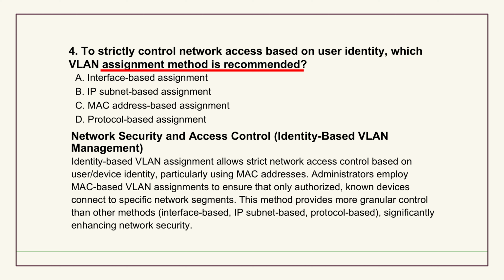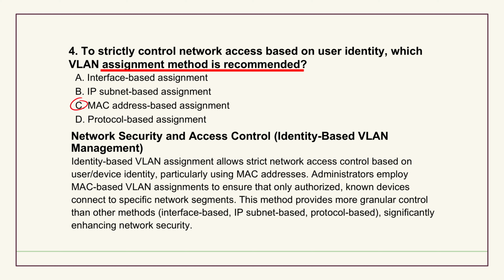This question shows just how important identity-driven security is in cloud computing. So, with interface-based assignment, you link VLANs to physical ports. That's not flexible enough. IP subnet-based assignment is too broad. It doesn't really focus on individuals. And protocol-based assignment focuses on traffic types, not users. So you're saying the answer is C, MAC address-based assignment. Why is that the most secure option?